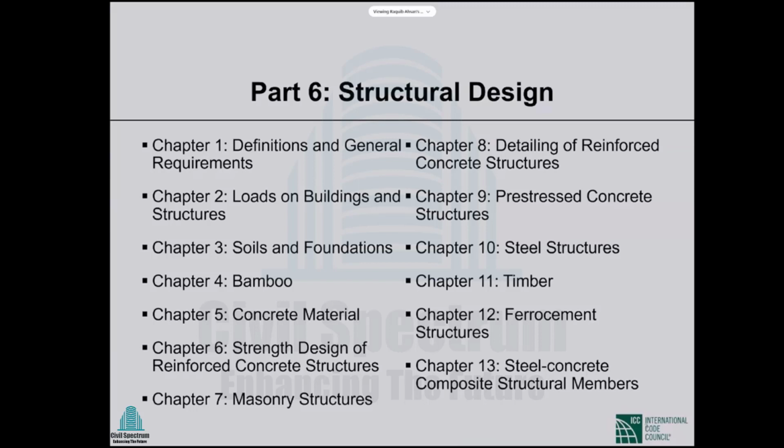Chapter 6, strength design of reinforced concrete structure, the ultimate strength design method, USD. This follows ACI 318-08 completely. Chapter 7 is related to masonry structures. This is also mostly similar to the previous version. Only one new topic has been added.